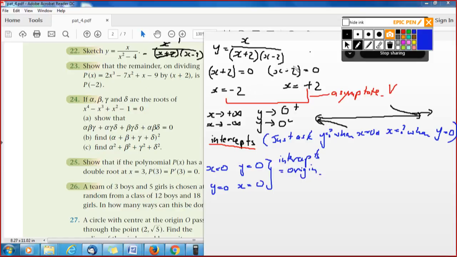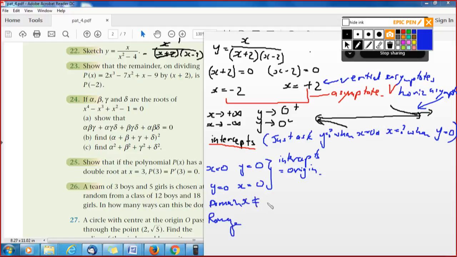What else? So we know the vertical asymptotes. We've got the horizontal asymptotes. And then we've also got the roots, the places where it crosses the x and y axes, which is at the origin. Anything else that we need to know? One more thing: the range. Is there anything x cannot equal? Anything y cannot equal?